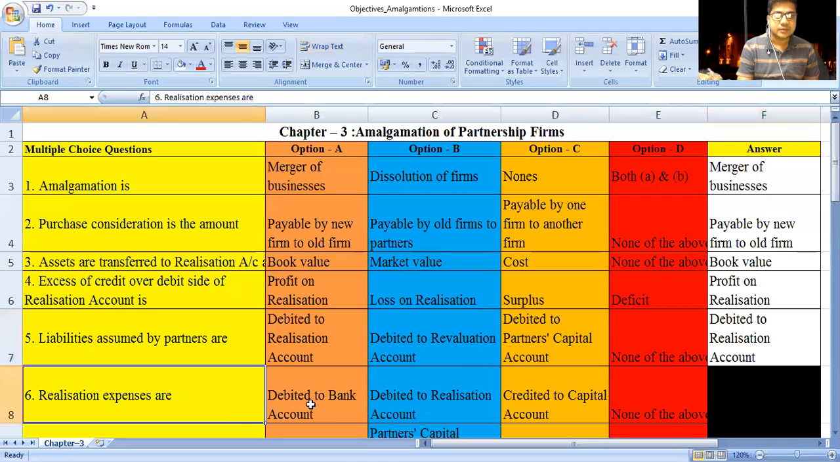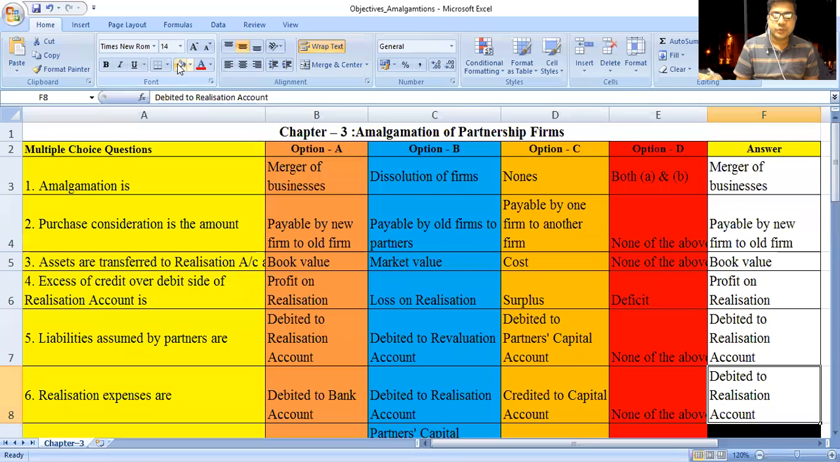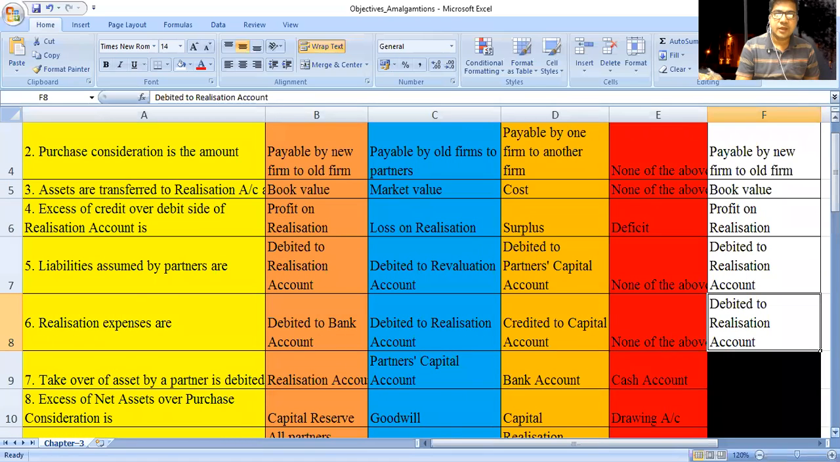Realization expenses are: debited to the bank account, debited to the realization account, credited to the capital account, none of the above. So what will be the answer? Realization expenses are debited to the realization account. These things you have to keep in mind. We will pass the entry: realization account debit to cash or bank account.